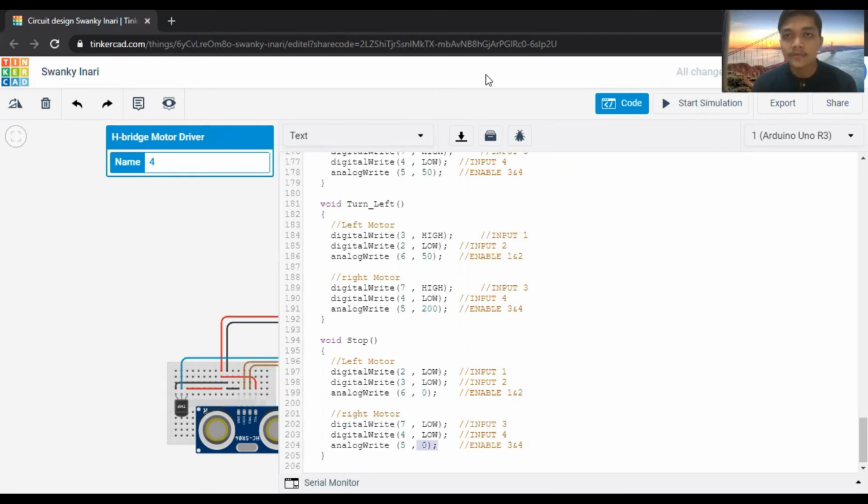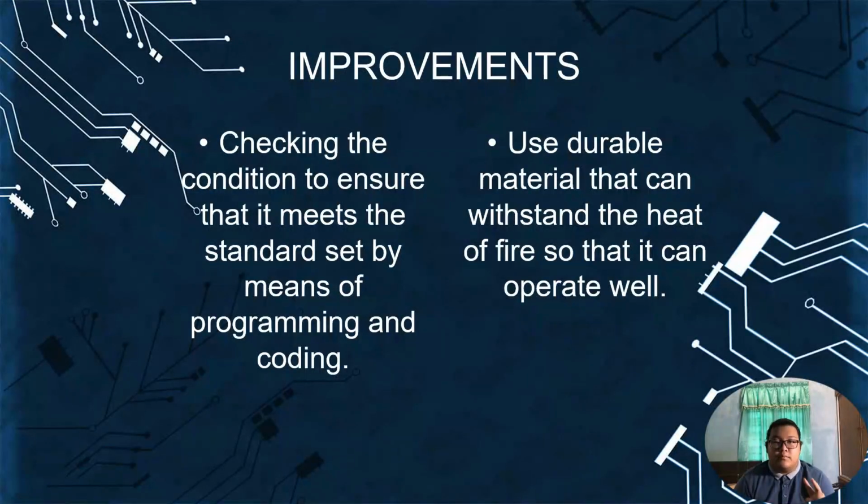Thank you. We have found 2 improvements that we can use to improve our robot. First is to check the condition to ensure that it meets the standard set by means of programming and coding. This is because to get a good result, we need to keep the robot in good state and there is no flaw in the programming or the coding of the robot.